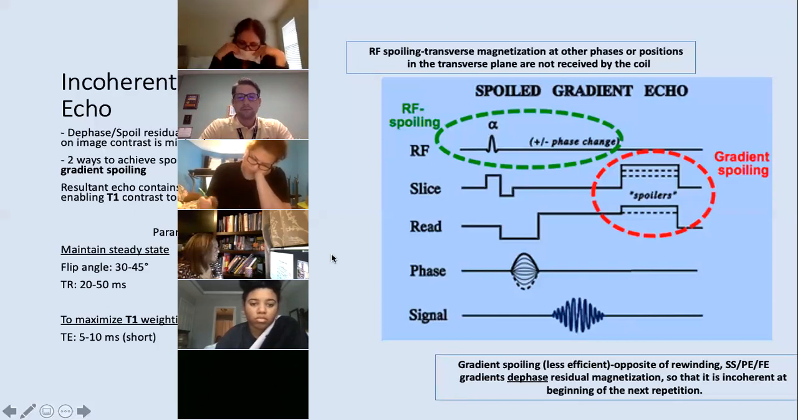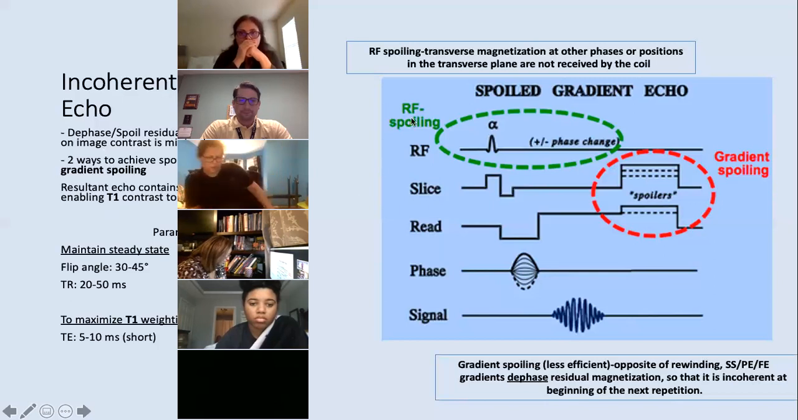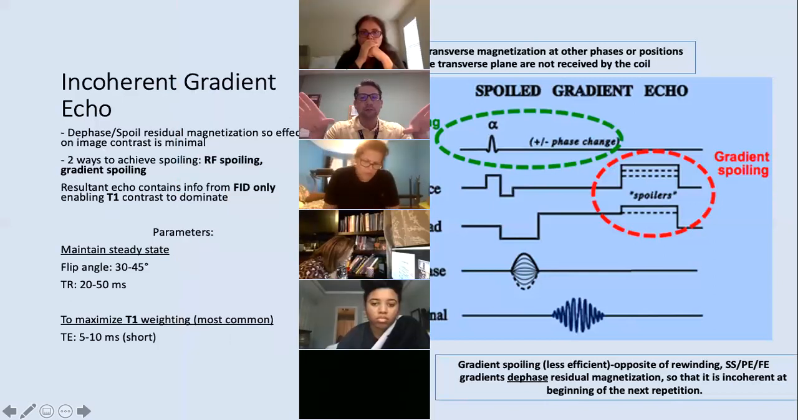Does that give us like a clearer image? Doesn't give you a clear image, it gives you a different image weighting. So now we're just going to collect. Now, since the FID and the stimulated echo are not overlapping each other, we're able to just collect signal from the free induction decay, which will give us T1 weighted imaging. So we have completely spoiled or gotten rid of the residual magnetization or our stimulated echo. So we're just collecting signal from the free induction decay. Gives us T1 weighted imaging.